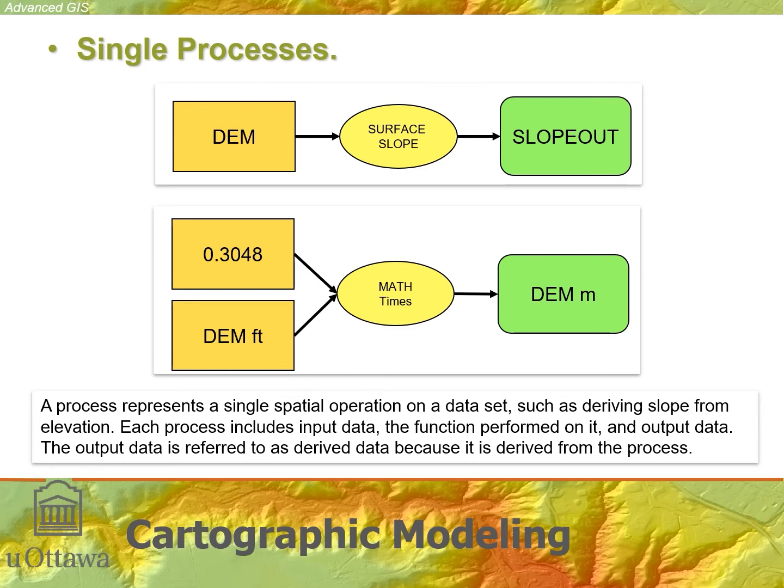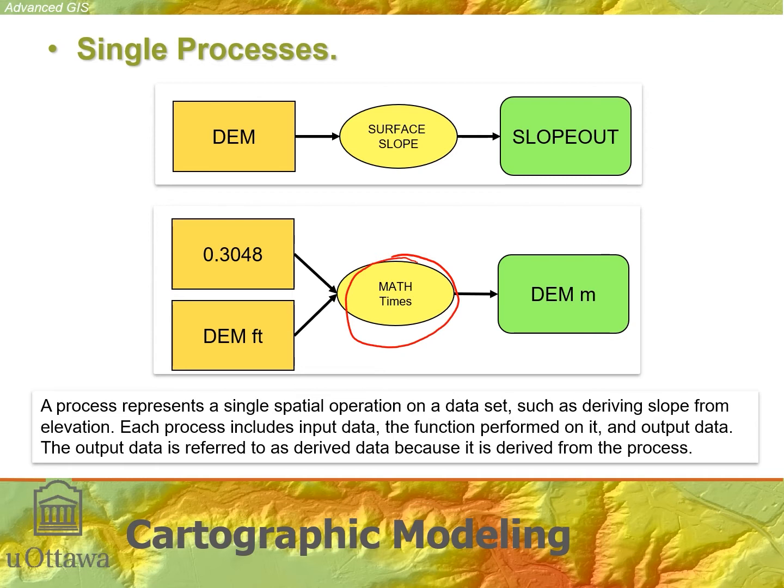We can have single processes, such as this. For example, DEM, digital elevation model. Surface slope, so we get slope of that and slope out, just like we saw before, just the name of the input is different. Or we can have operations, which would be your mathematical operators represented in this notation.